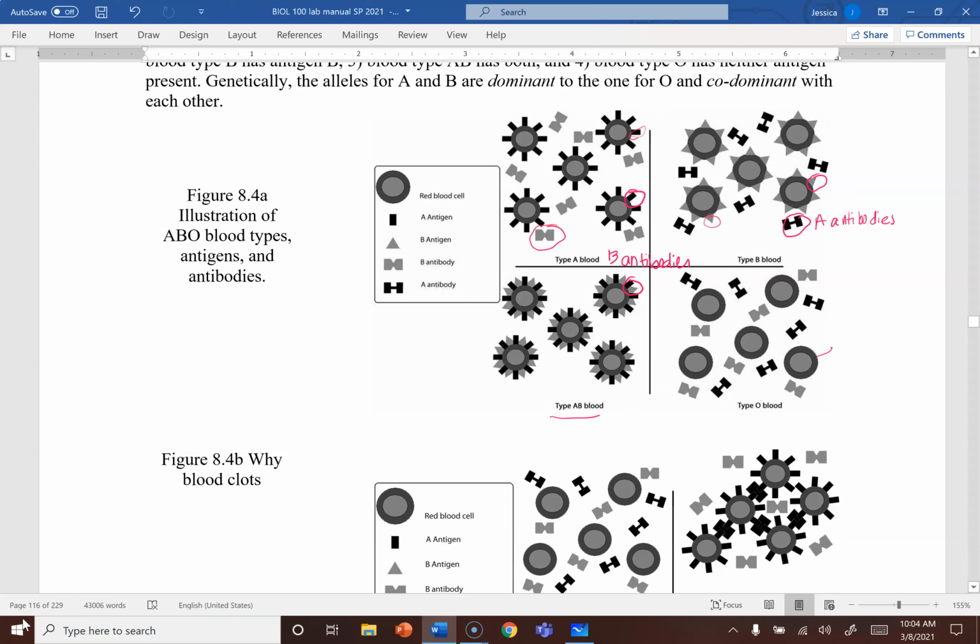If you are type AB blood, you can receive any blood type, and that's because you don't produce any antibodies. If you are type O blood type, you can donate to anybody, and that's because you do not have any antigens.